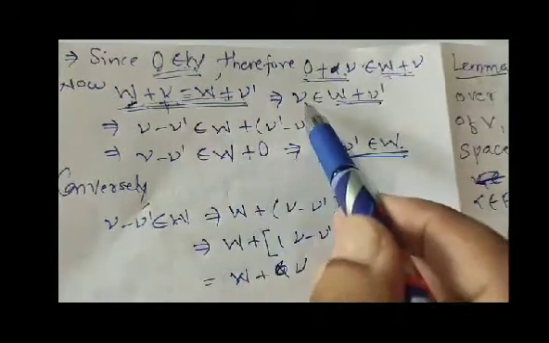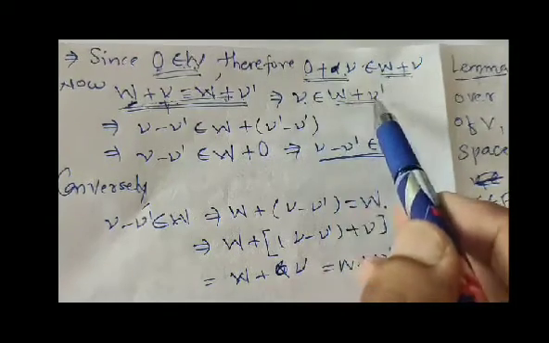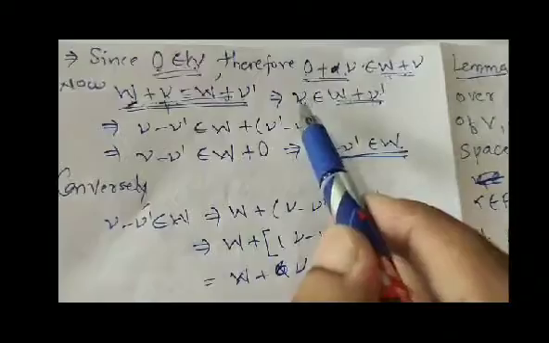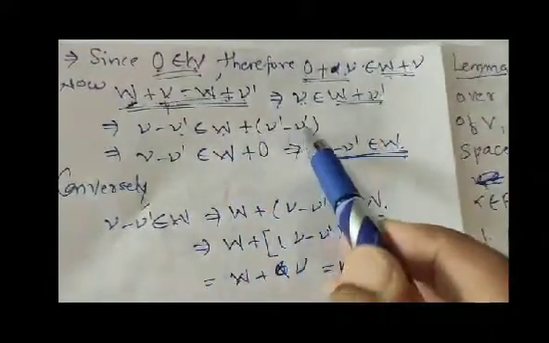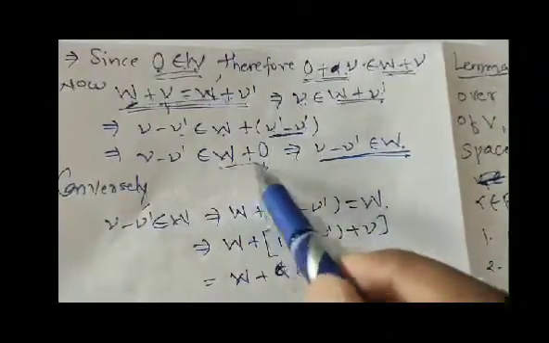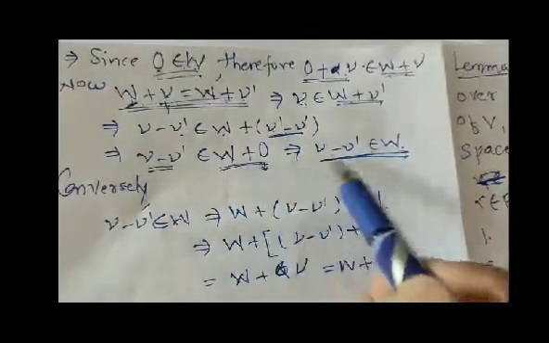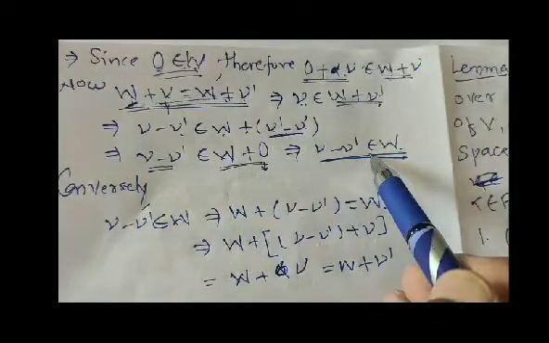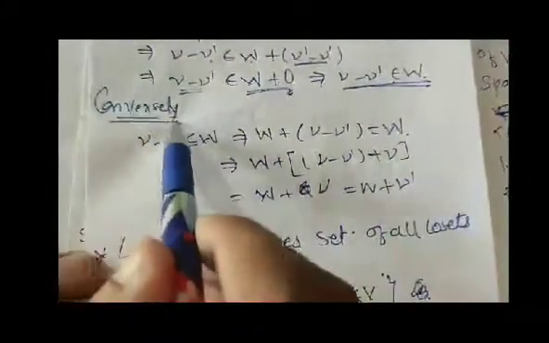So subtracting nu dash on both the sides, we get nu minus nu dash and W plus nu dash minus nu dash. The nu dash minus nu dash is 0 vector, and this is W plus 0 vector, and that is W. So nu minus nu dash belongs to W, isn't it? Now we have to show the converse.